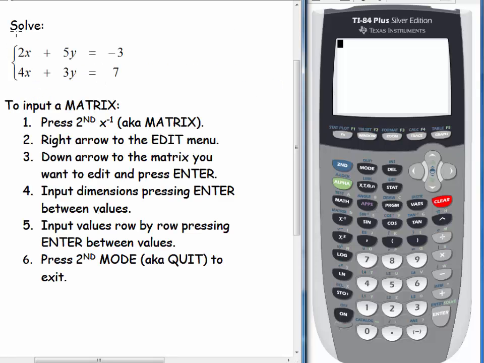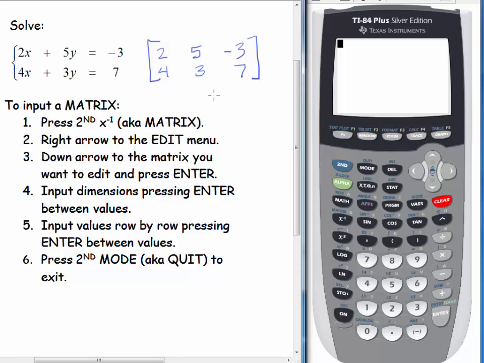So let's begin with this first system of equations. The augmented matrix that this would go with is a 2 by 3 matrix. Our first row would look like 2, 5, negative 3, and the second row would look like 4, 3, 7.